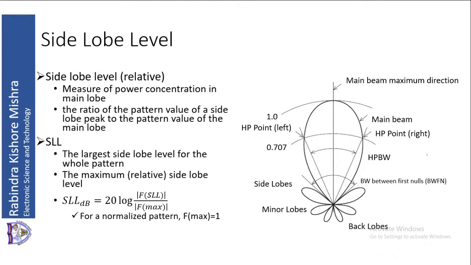For a normalized pattern, F max is 1. So SLL dB is equal to 20 log F_SLL. That will be for a normalized pattern. We are drawing a normalized pattern. Therefore, SLL dB will be equal to 20 log F_SLL.